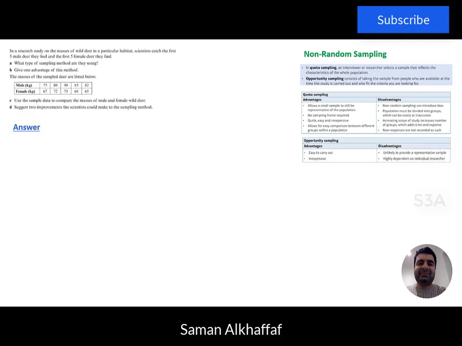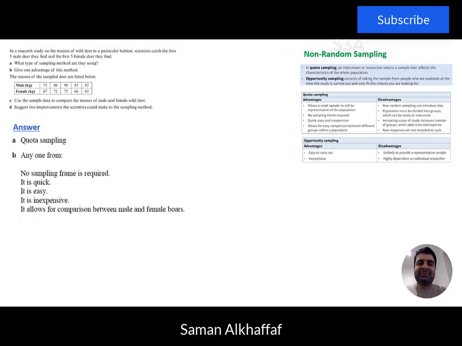In this example, in a research study on the masses of wild deer in a particular habitat, scientists catch the first 5 male deer they find and the first 5 female deer they find. What type of sampling method are they using? So for part A, our answer will be quota sampling. For part B, give one advantage of this method. The masses of the sample deer are listed below. So male are 75, 80, 90, 85 and 82 kilograms, and the female 67, 72, 75, 68 and 65 kilograms.